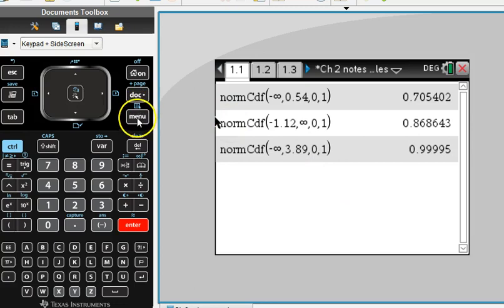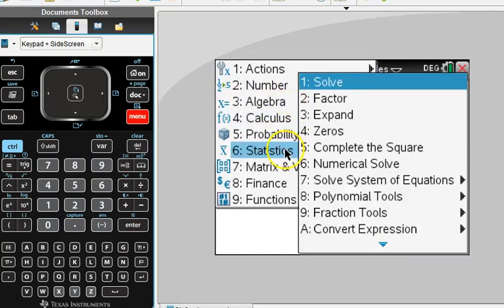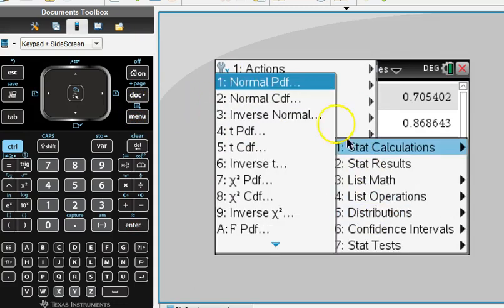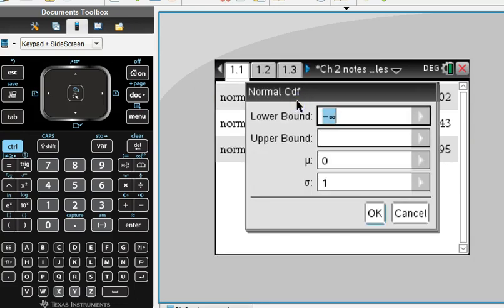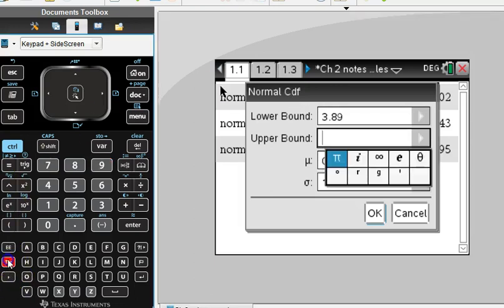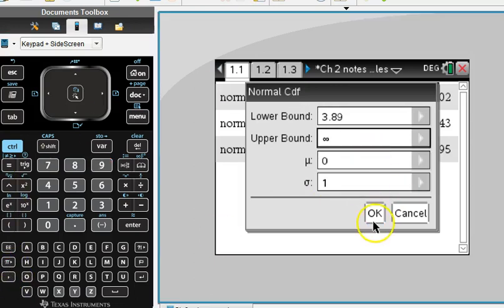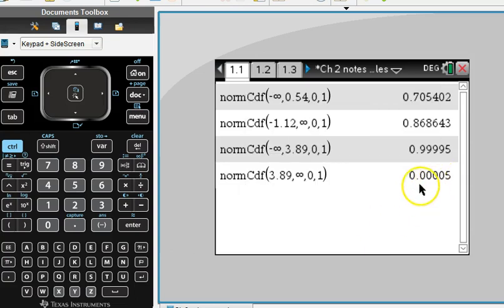So let me just go into the menu here. Stats, distribution, normal CDF. The lower bound is supposed to be 3.89 and the upper bound is supposed to be infinity. I should have edited the other one. So I knew that didn't look right. So 0.00005, which is less than 0.0002. But this gives us a more exact value now.